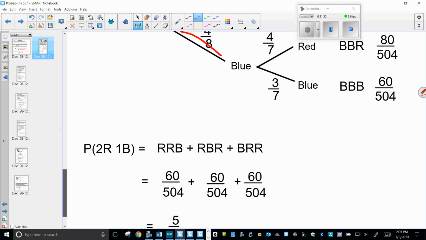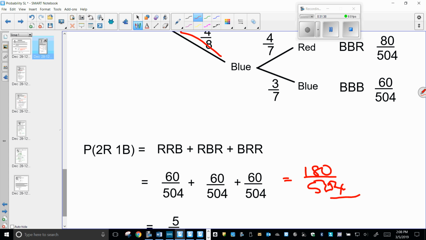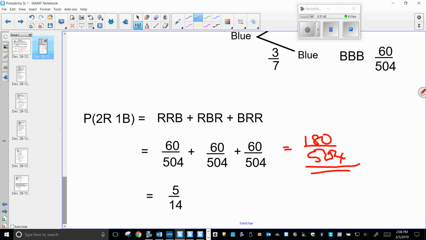So we would add these together, and we've got 180 over 504. You can leave it like that, or it reduces down to 5 over 14. Okay? So that's probability in a nutshell.